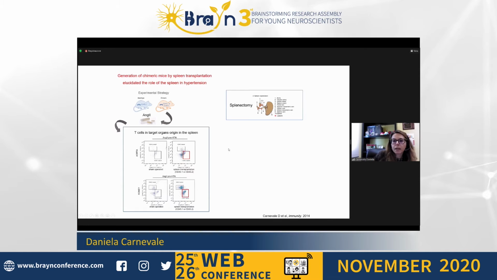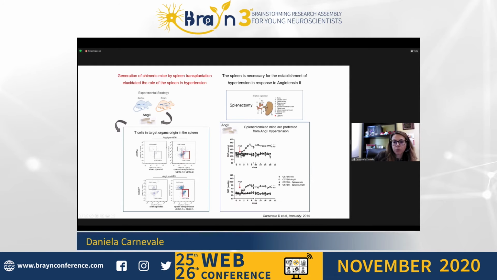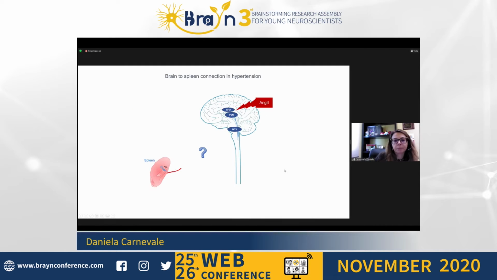Also, we splenectomized mice and we infused angiotensin II in order to understand whether these cells are really relevant for hypertension. And by measuring blood pressure with tail-cuff, we obtained a result that clearly demonstrated that the spleen is important for blood pressure increase in hypertension, as shown here. But the question was how the brain can be connected to the spleen.